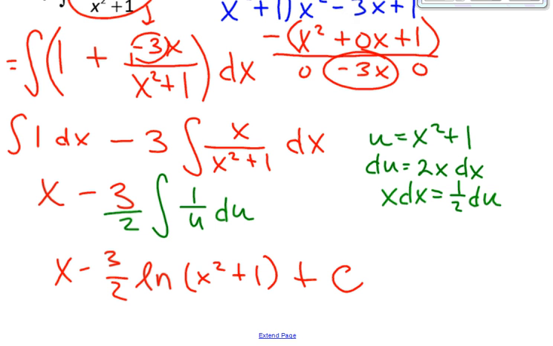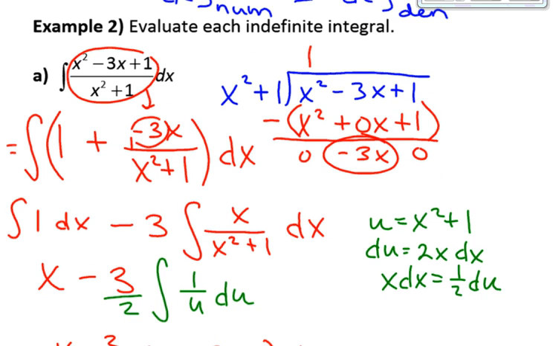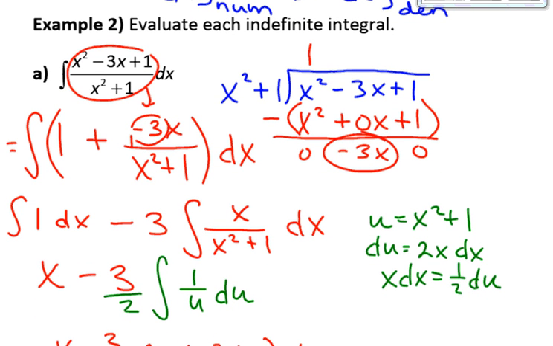Okay? So just to recap again, if you have an integral with a rational function, a polynomial divided by a polynomial, and the degree in the numerator is greater than or equal to the degree in the denominator, do long division.